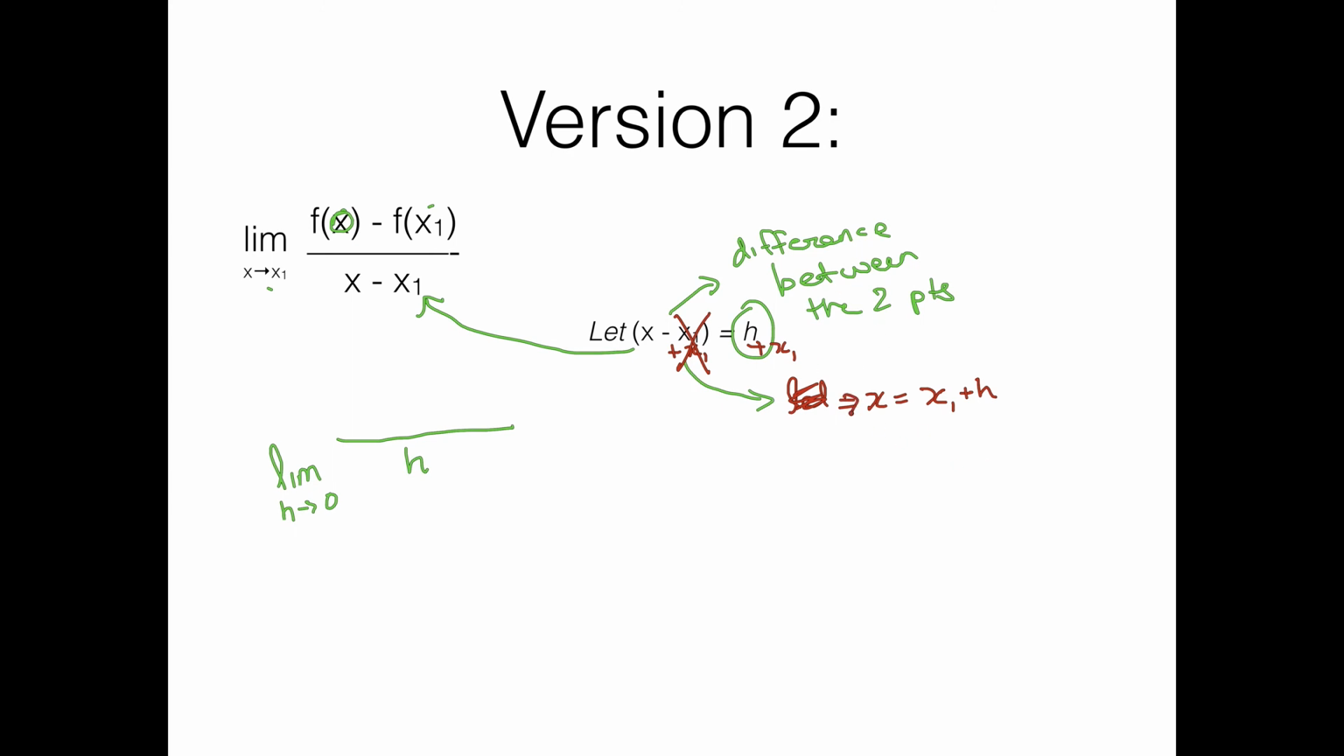So here's what we're going to do. We're going to plug this back into here now. So here's how we're going to reword this. This would be f of x1 plus h minus f of x1 over h. And this is the second version of the definition of the derivative. Sorry, it's not perfectly clean, but you get the picture.